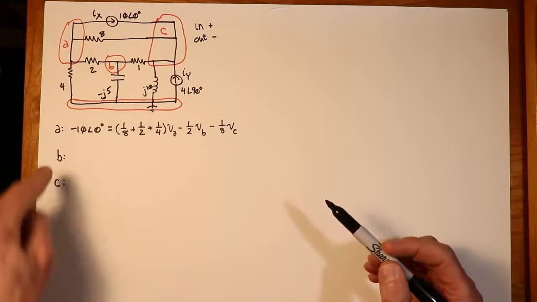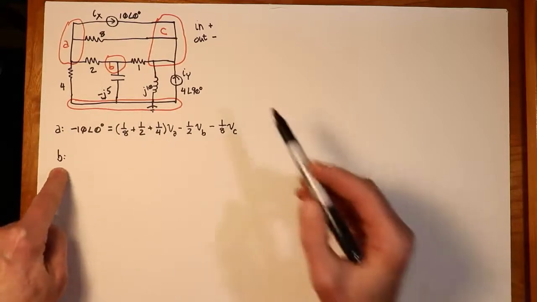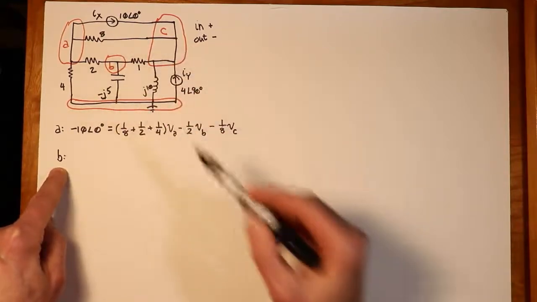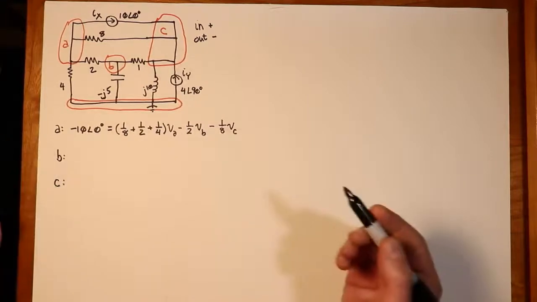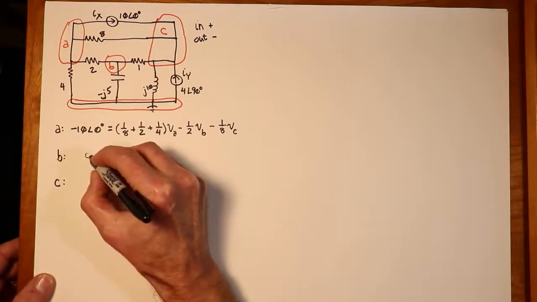So let's take a look at node B, okay? What do we have in terms of current sources feeding node B? Well, we don't have any, so that's just zero.